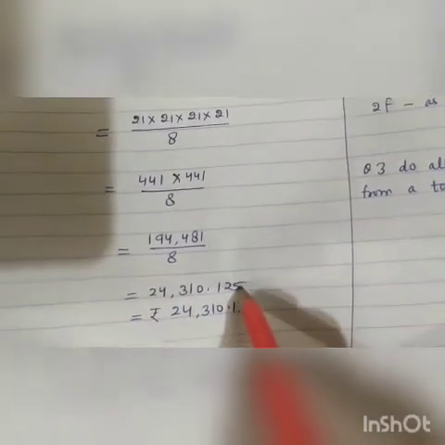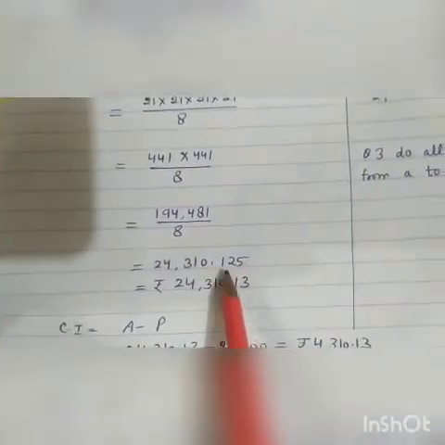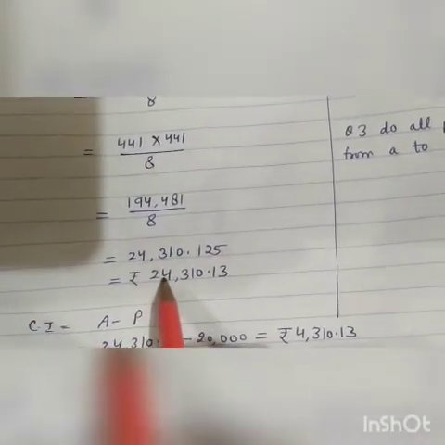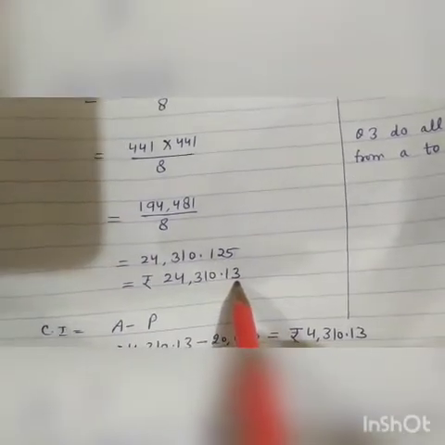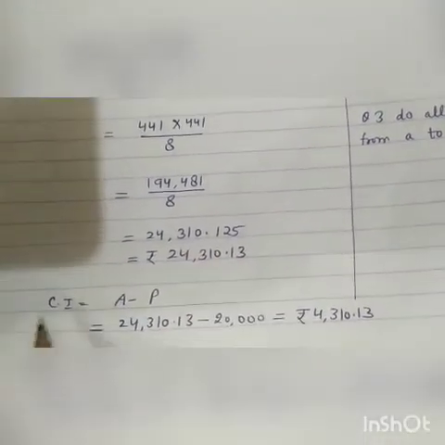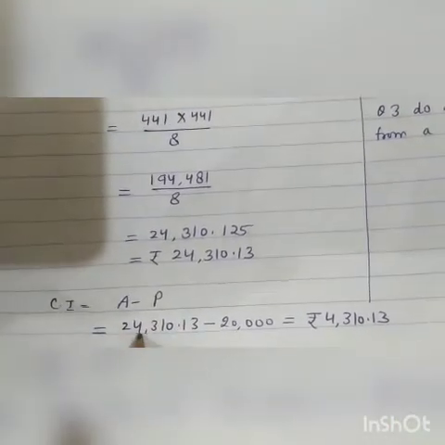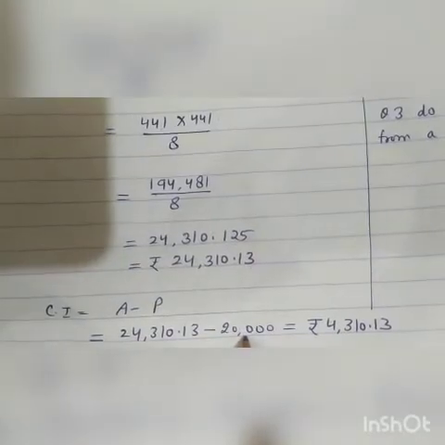24,310.125. Write this number after decimal 2 places, then it will become 24,310.13. This is the amount. Compound interest is equal to A minus P. A is 24,310.13 and principal is 20,000.